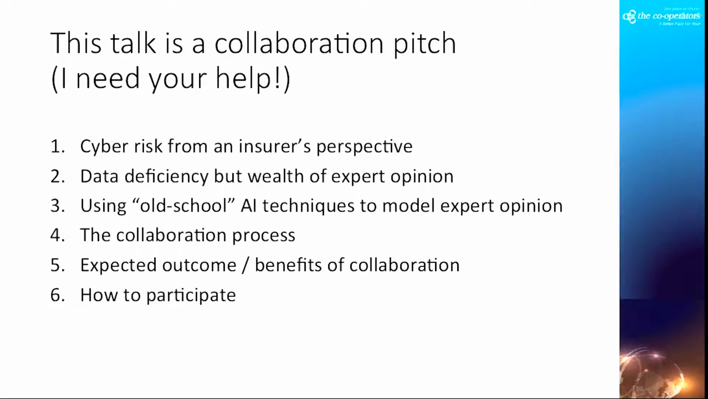So just a bit of an outline of the rest of my talk. My old PhD supervisor used to always say that whenever you're giving a talk, you tell people what you're going to tell them, then you tell them, then you tell them what you told them. So here it is. First, I'm going to go over just cyber risk in general from an insurer's perspective. Then I'll talk about challenges associated with the deficiency of data we have, but at the same time, we've got a bit of a wealth of expert opinion that's available to us. And then I'm going to go into an old school kind of AI technique that can be used to model expert opinion. Talk a bit about what a collaboration process might look like for modeling expert opinion and the expected outcome of that process, benefits of collaboration, and then beg for some help.